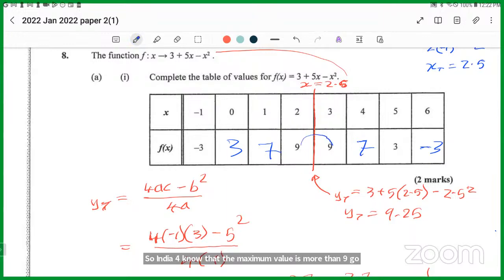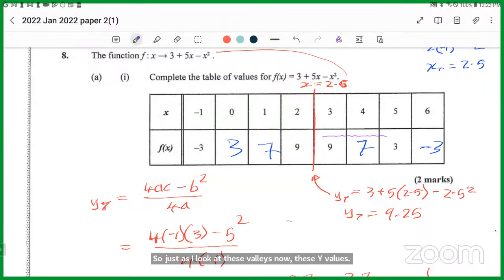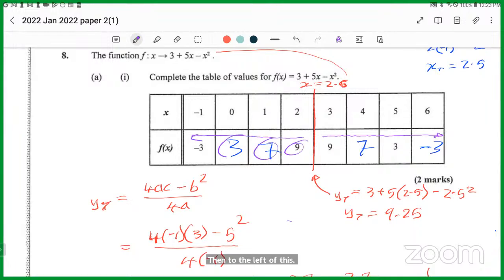So remember this: -3 up to 3 up to 7 up to 9. Then it goes above 9 and then comes back down to 9. All right? And the graph is symmetrical. So just as I look at these values now, these y values to the right of this line: 9, 7, 3, -3. Then to the left of this: 9, 7, 3, -3. So you therefore know that the axis of symmetry is between these two in terms of your y values.